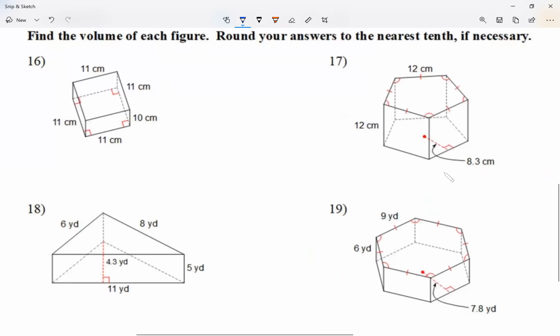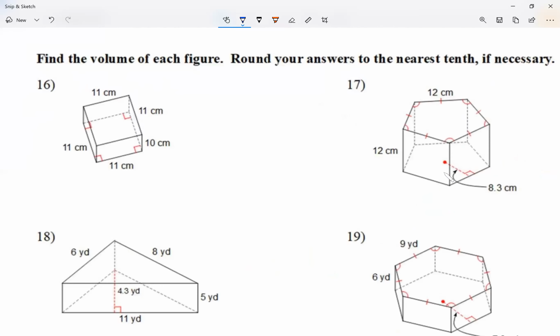Let's take a look at this one. Let me remind you guys of the formula. I'm just going to write the volume of a prism is going to be the area of the base times the height. Keep in mind the big B means the base. So it's the shape. It could be a rectangle if it's a rectangular prism, it could be a triangle, it could be whatever base it is.